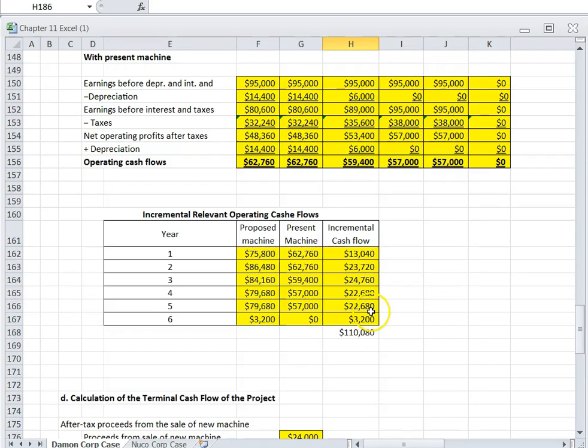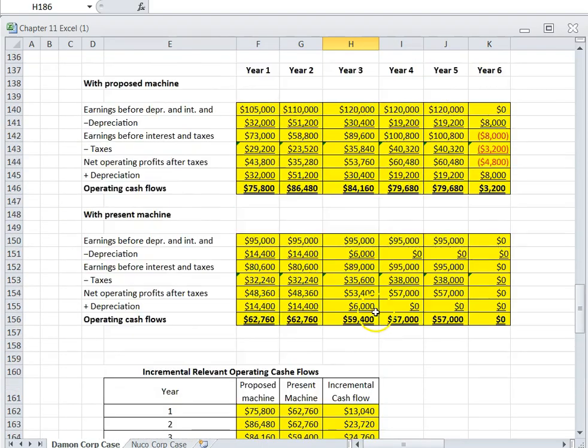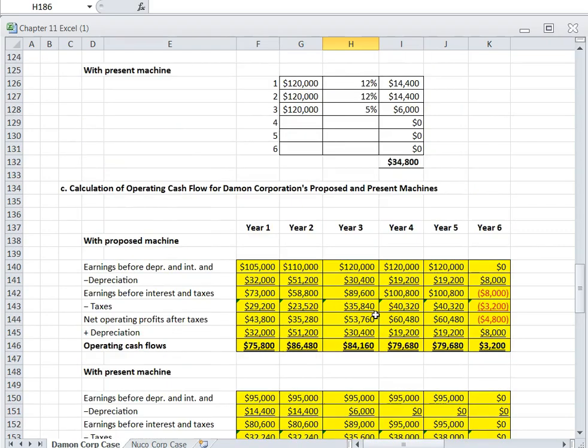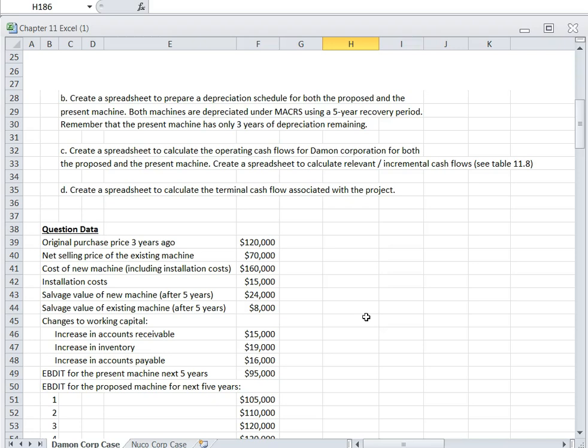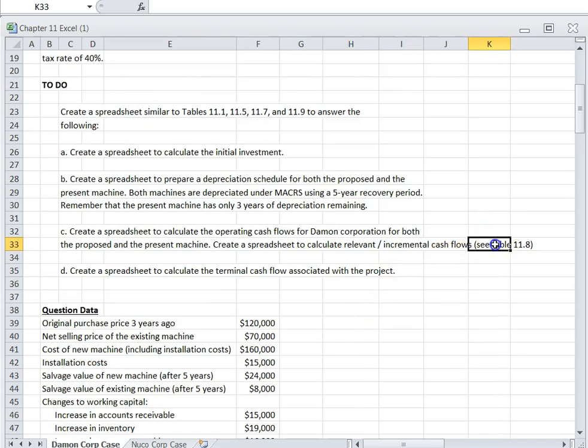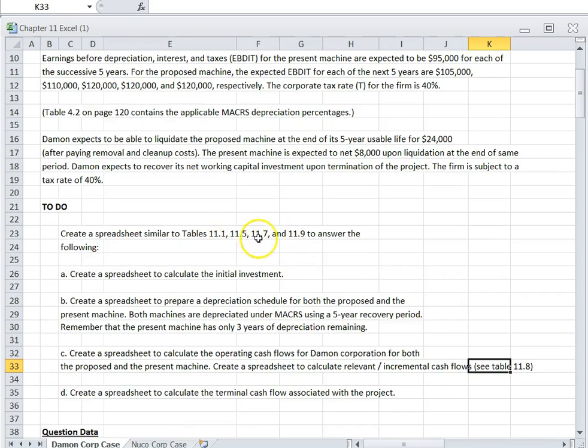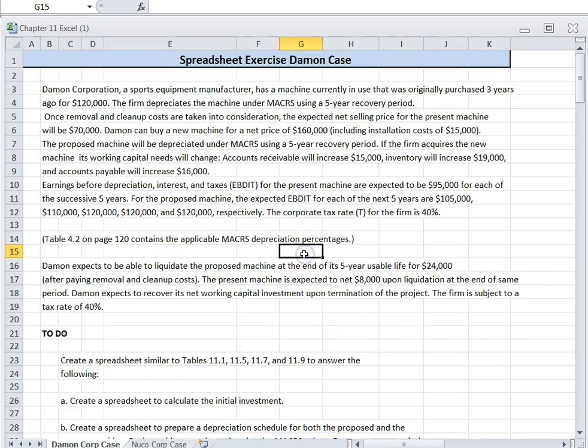So it's a lengthy problem. It covers pretty much everything from chapter 11. And so that's why I reference these additional tables in some of the problems that you could see, like table 11-1, 5, 7, 9, because this one problem pretty much encompasses the whole chapter.